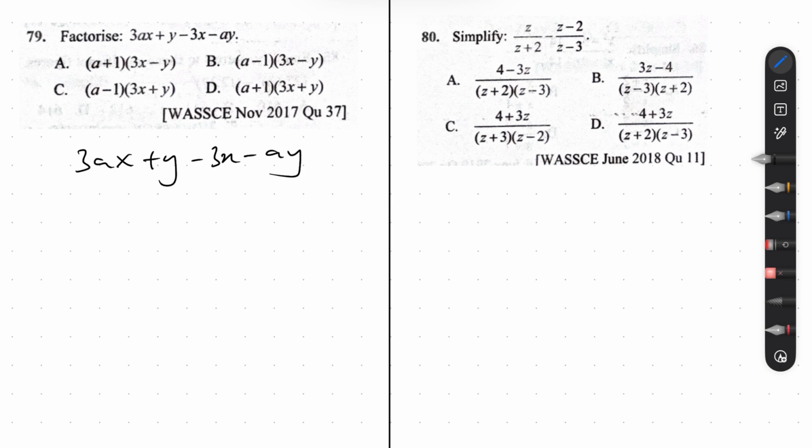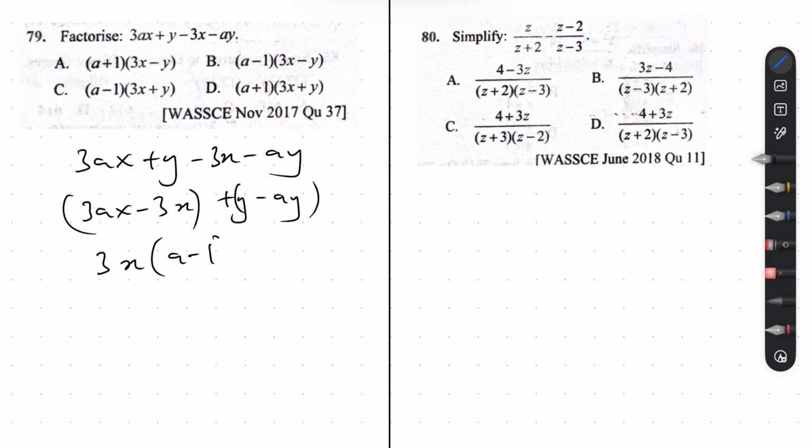Let's try to group the x terms and also the y terms. Okay, let's do that. So the x terms, we have 3ax minus 3x plus y minus ay. So we can put those in brackets. Here we have 3x factored out, then we are left with what? a minus 1, then plus y factored out, 1 minus a.